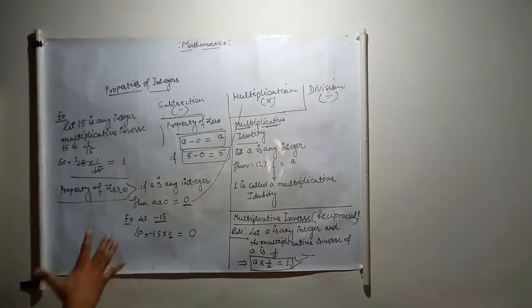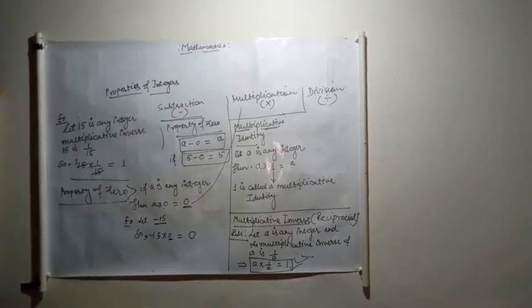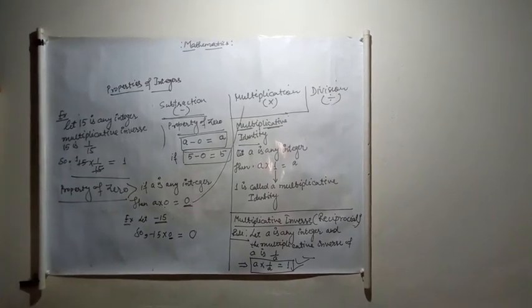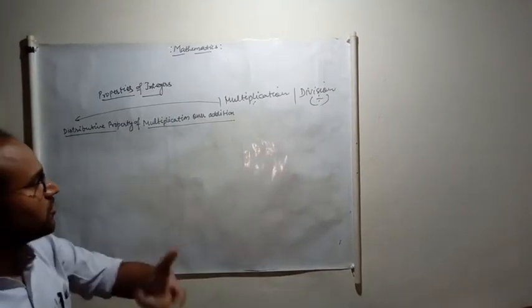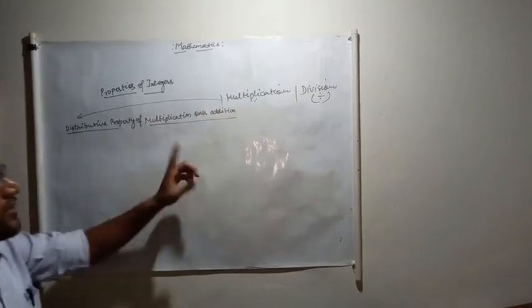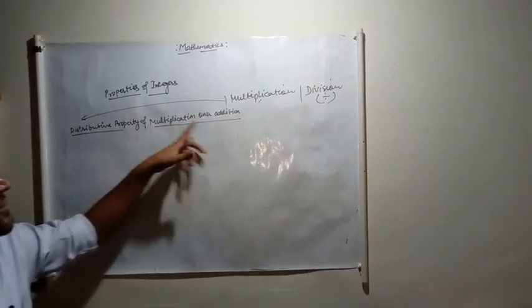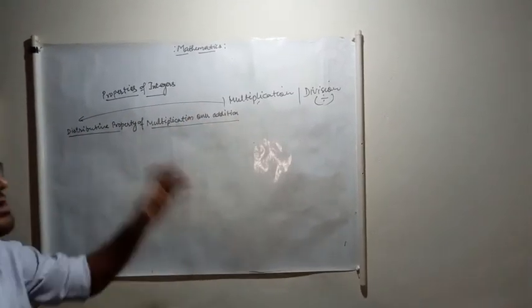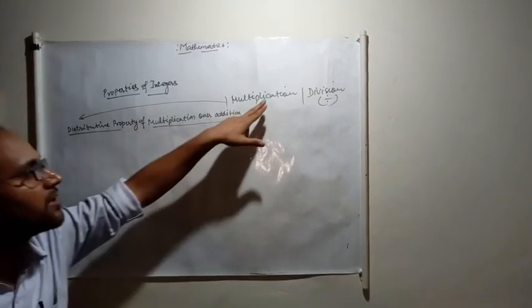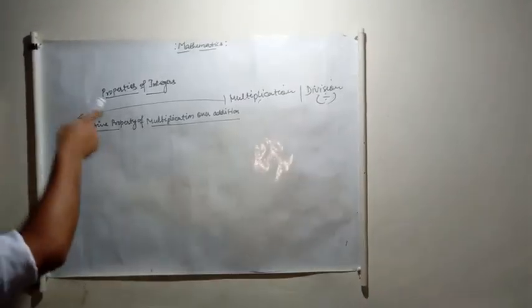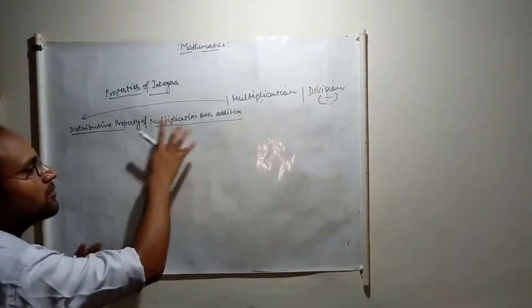Okay, students, and one more property related to multiplication. One more property related to multiplication is the distributive property of multiplication over addition. This is very special, and this is the last property of multiplication related to integers. Distributive property of multiplication over addition. It's very easy.